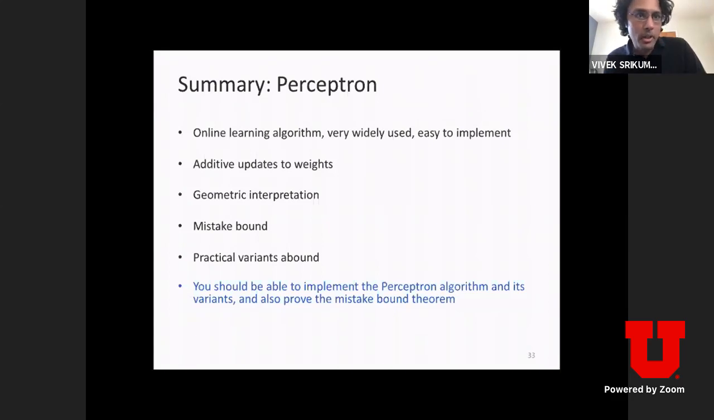To wrap up the perceptron lecture, it's an online learning algorithm. It's very widely used, easy to implement. The batch version is one that's usually implemented. It involves making additive updates to weights, essentially adding things to the weights. There's a neat geometric interpretation to what the update is. It comes with a mistake bound guarantee, and there are practical variants that you should be comfortable with. You should be able to implement the algorithm, implement its variants, and also prove the mistake bound theorem.